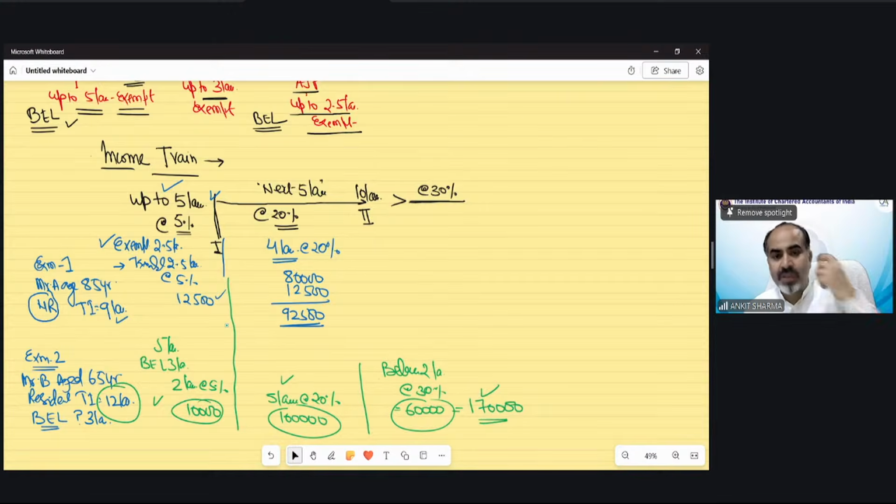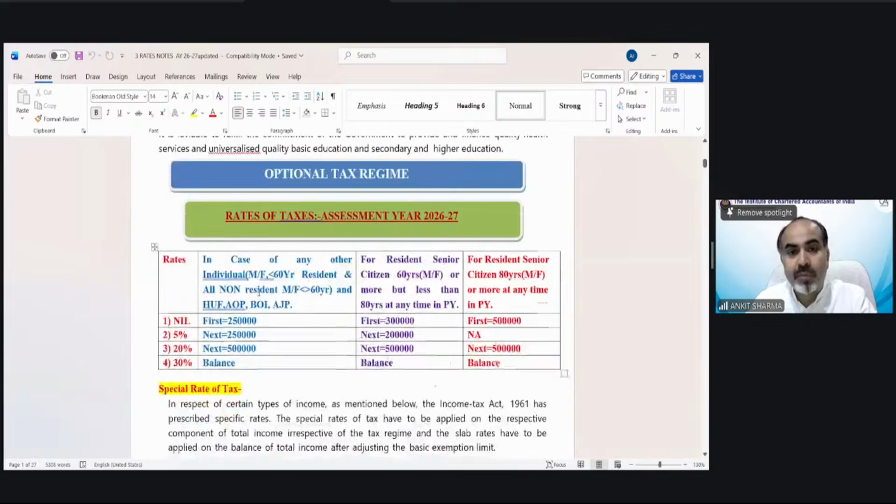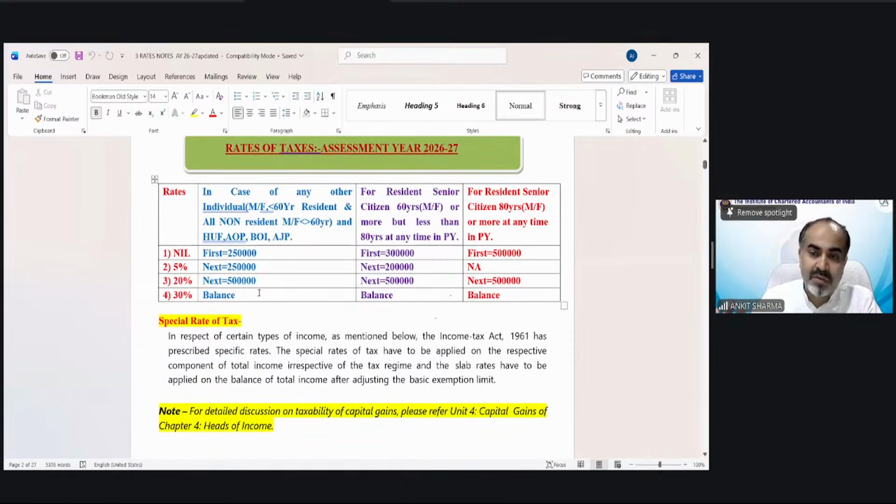Okay, I'll give you some illustrations for today in the notes also, and from your study material also. When you practice, you will see this is very, very easy. You just need to find out the correct basic exemption limit, and this income train: up to 5 lakh, the rate would be 5%. Next 5 lakh, it's 20%, balance is 30%. It is as simple as that. If you go through the notes, you might feel it's difficult. So this is the optional tax regime and the concept we have discussed.